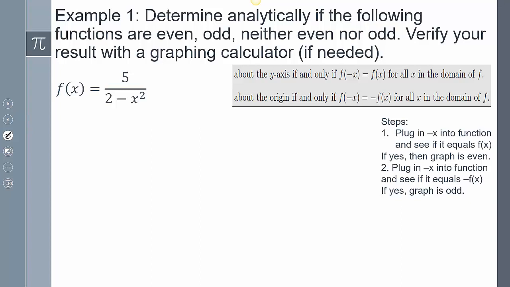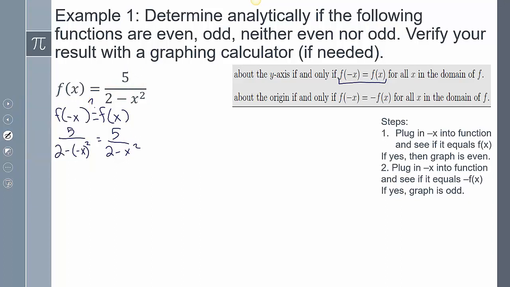So we know it's even if it's symmetric about the y-axis. So let's determine that. Is f of negative x equal to f of x? So my f of negative x means I have to plug a negative x into my function. And then my f of x is just 5 over 2 minus x squared. So my f of negative x means my input is negative x. My function f of x is just what I have written there.